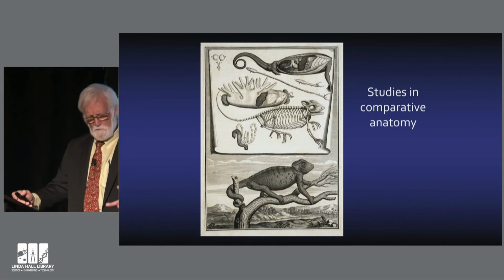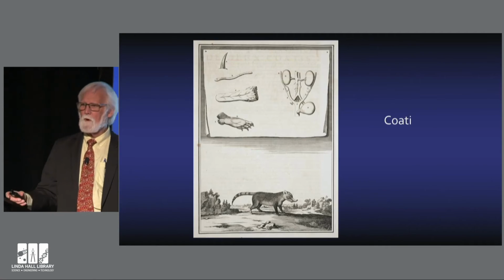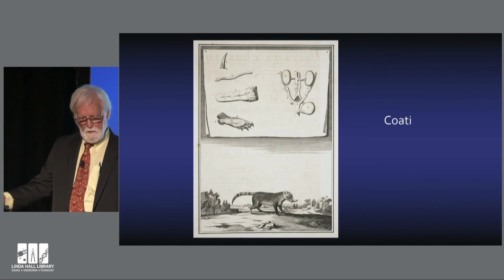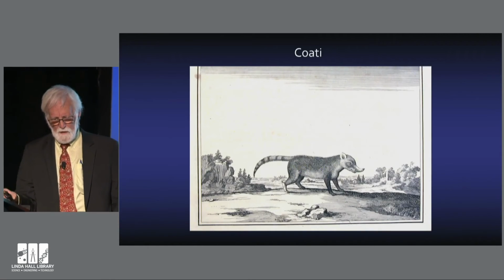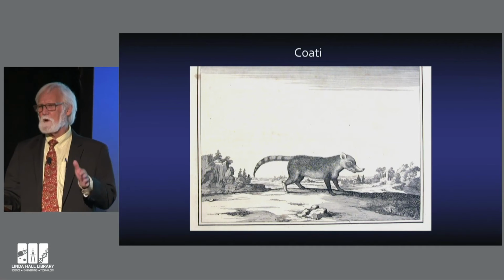So here's, for example, one of the pictures of a chameleon, and you see the anatomical information there at the top. Well, one of the animals they dissect is a coati. And there's a little picture at the top that shows you some of its internal organs, but I'll blow up the bottom because that's what is of interest to us. So there's a coati.